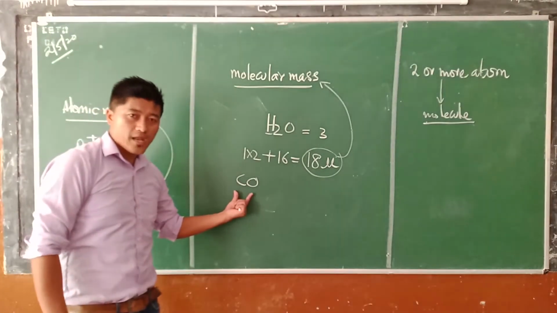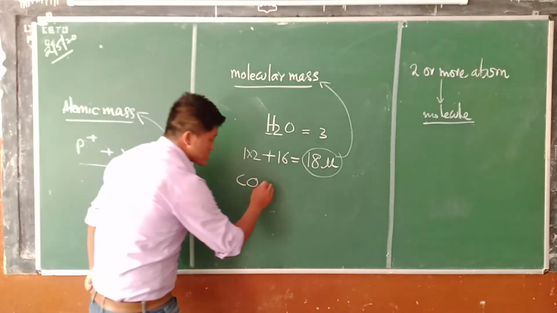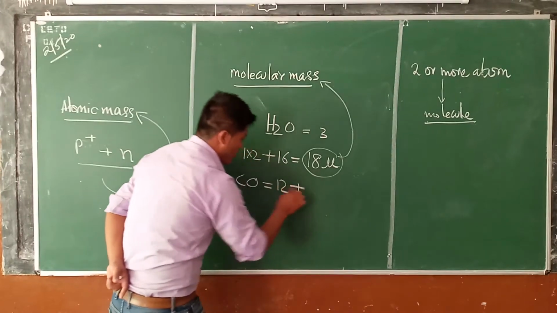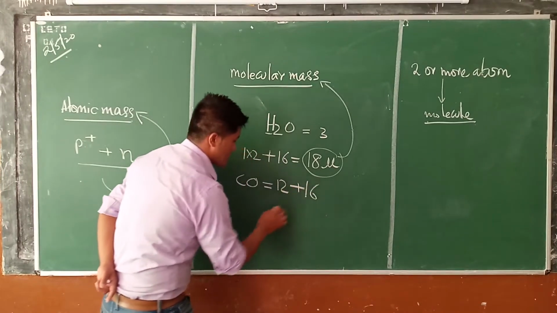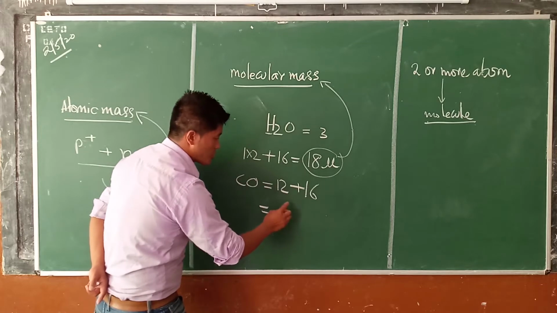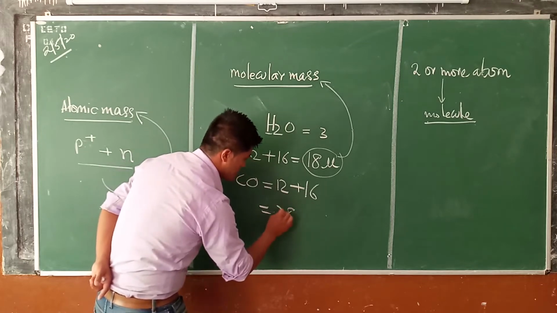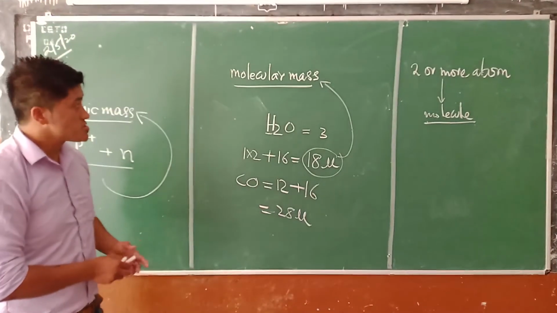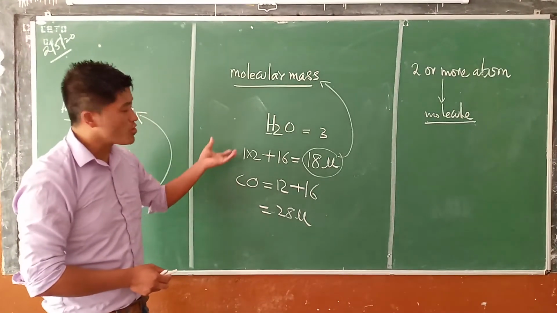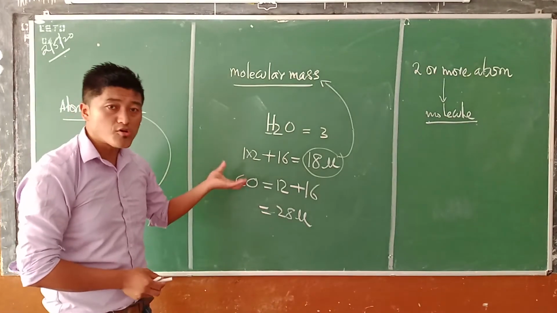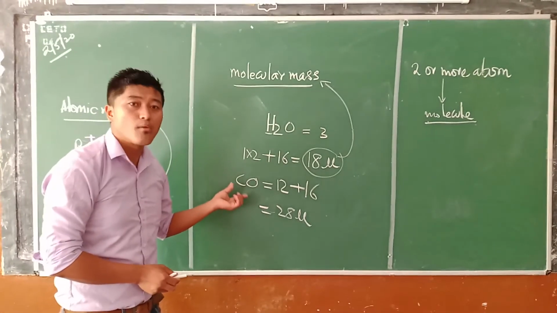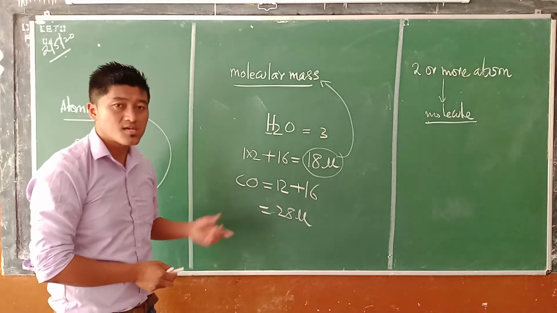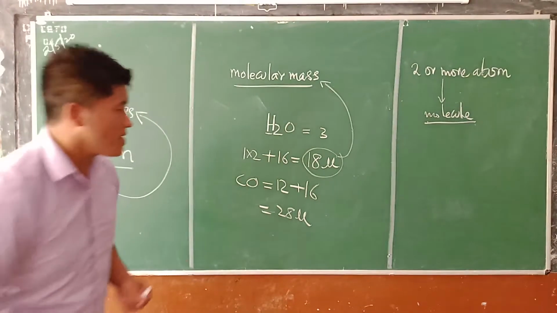Even if we take the example of carbon monoxide here, these two are totally different elements. Carbon has an atomic mass of 12 plus oxygen has an atomic mass of 16. So when you sum up all of this, what you will get is 28 mu. Is that clear? So generally when we talk about molecular mass, it is the total mass of all the atoms present in the molecule. This is what we define as molecular mass. Is that clear?